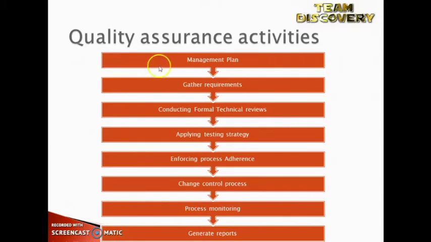Next, I will go through the quality assurance activities. The first activity is the management plan. Management plan identifies the quality aspect of the software product to be developed. It also helps in planning checkpoints for work products and the development process. It also tracks changes made to the development process based on the result of the checks.